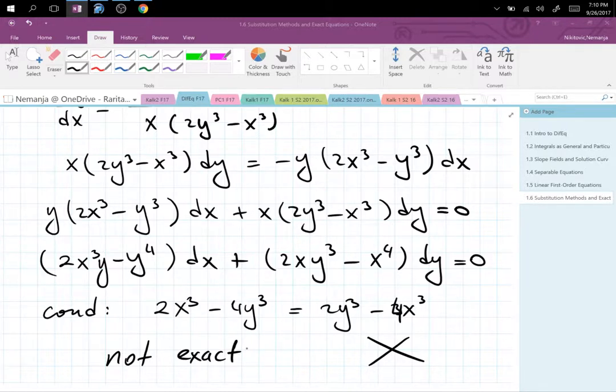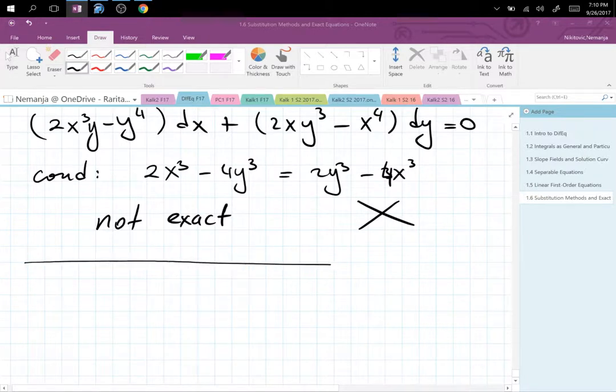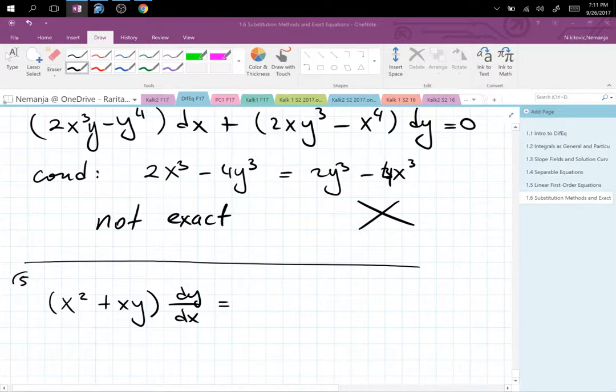But I am interested in number 5. I want to go back to problem number 5, which possibly was something that we could solve using this method. So what we had when you distribute this thing was (x squared plus xy) dy/dx equals, so this is number 5, I'm just trying, no guarantee here, xy minus y squared. So this is what we have for the problem.